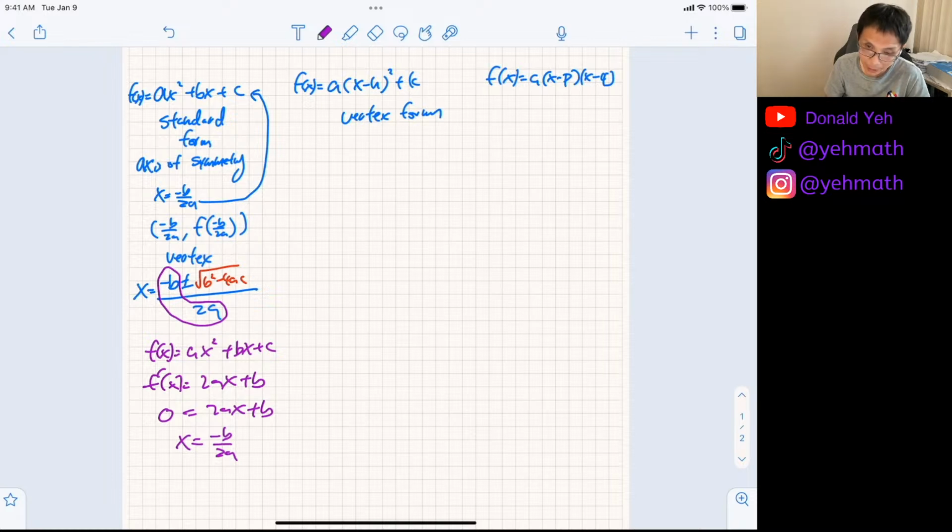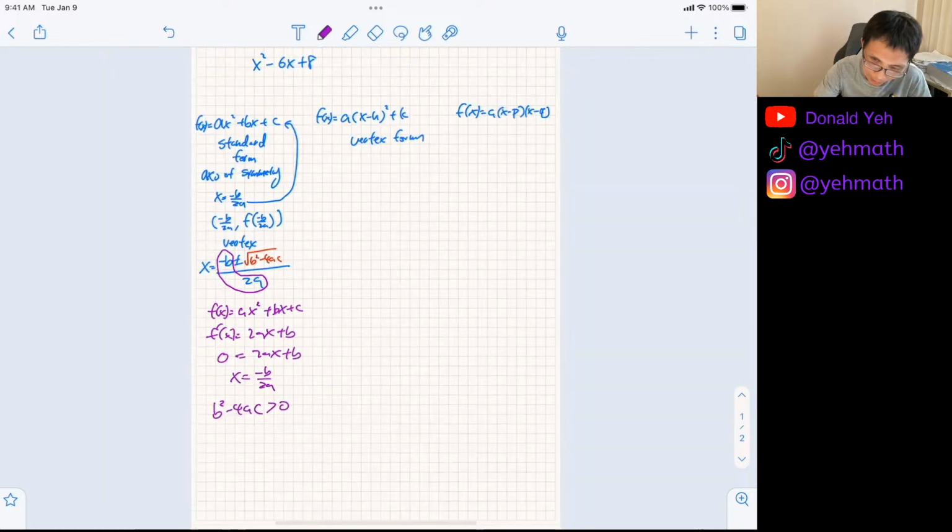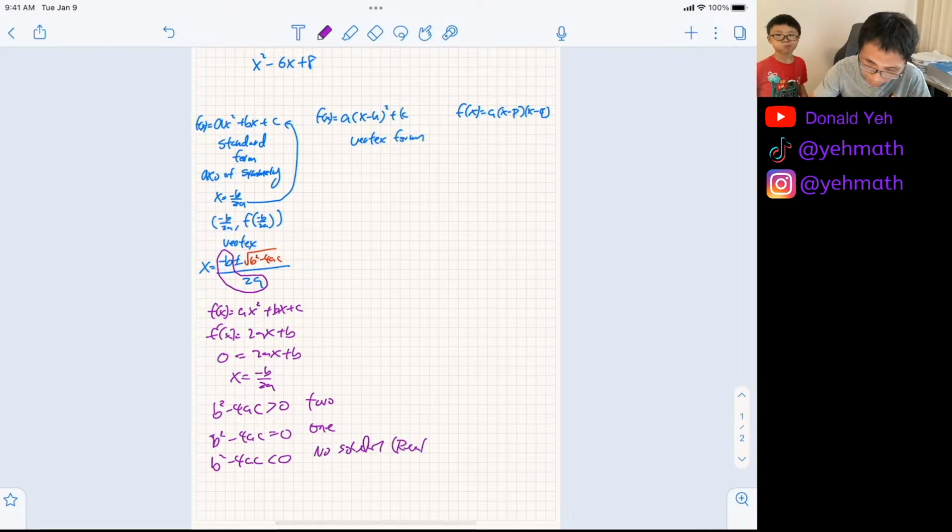Okay. What is b squared minus 4ac? B squared minus 4ac is called the discriminant. If it's greater than 0, there are 2 solutions. If b squared minus 4ac is equal to 0, there's one solution. If it's less than 0, there's no real solution, but there are 2 complex ones.